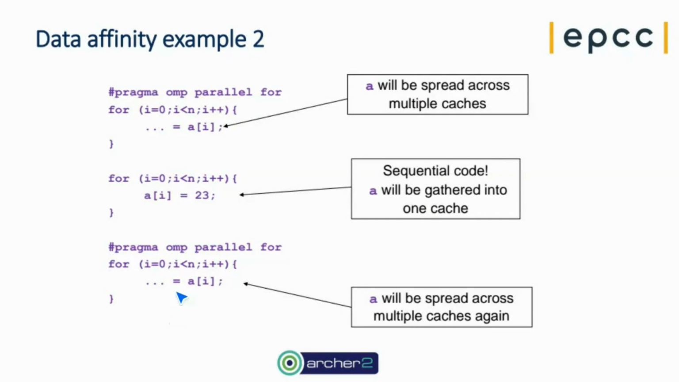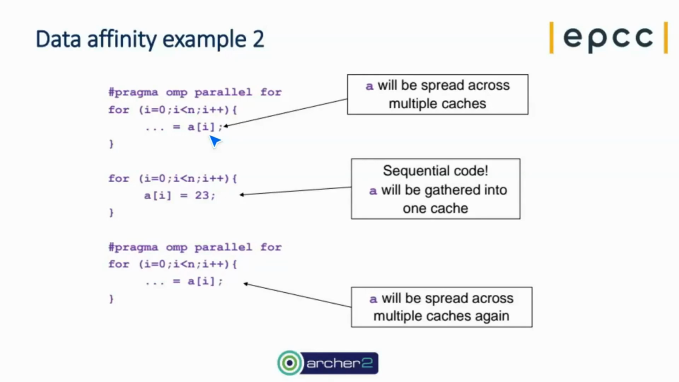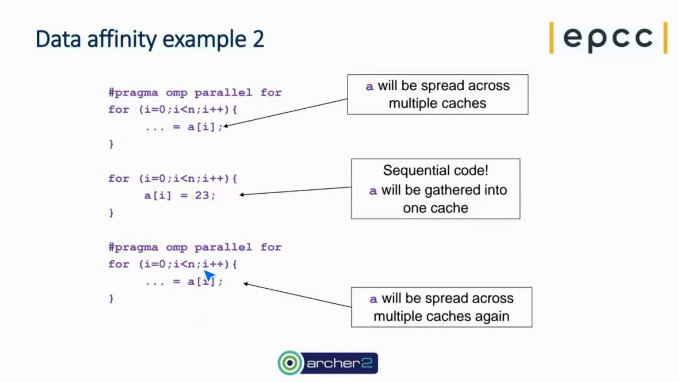And another example is this one. Suppose we have a parallel loop where the ith iteration accesses the ith element of an array A. So we execute a parallel loop. We then have a sequential loop that writes some new values into A, and then we repeat the first parallel loop again, which reads A.